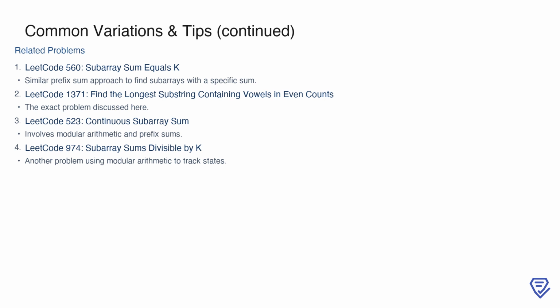Another related problem is LeetCode 523, continuous subarray sum, which involves modular arithmetic and prefix sums to check for subarrays divisible by a specific number. Similarly, LeetCode 974, subarray sums divisible by k, uses modular arithmetic to track states and solve the problem. These problems share overlapping concepts, so mastering one can help you recognize patterns and apply them in others.